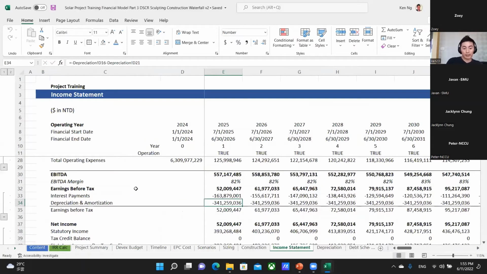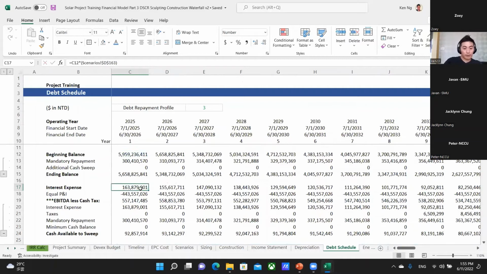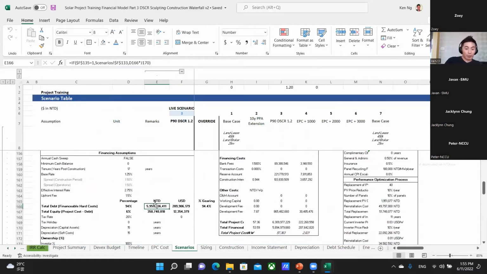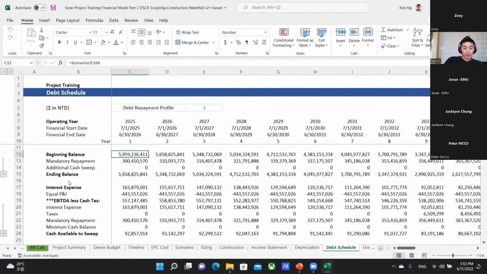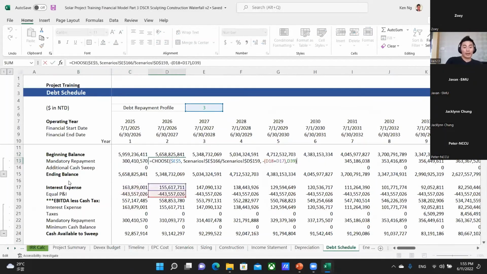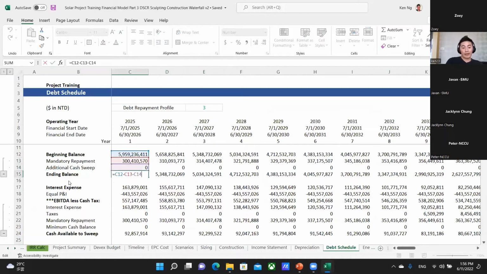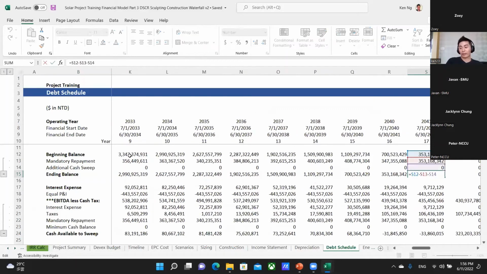So that depreciation expense plus our interest. The interest comes from our debt schedule. If you look at our debt schedule, we have our debt balance here. Our beginning balance for our debt is from our scenarios manager. This is how much debt we're raising to cover our project costs. And then every year we repay this loan. We'll talk about the repayment in a bit. As we repay the loan, the ending balance will take into account that repayment of the loan. So by the end of 17 years, we would have fully repaid the loan.